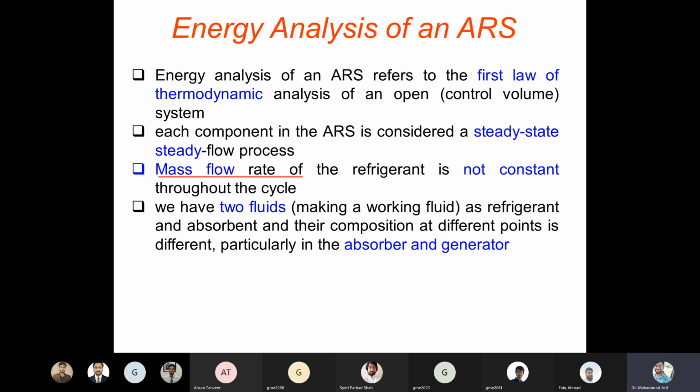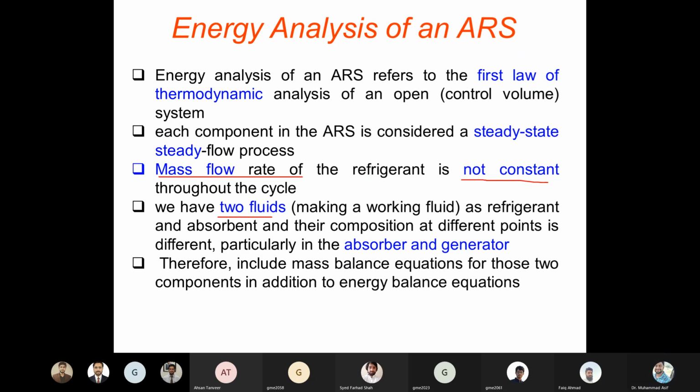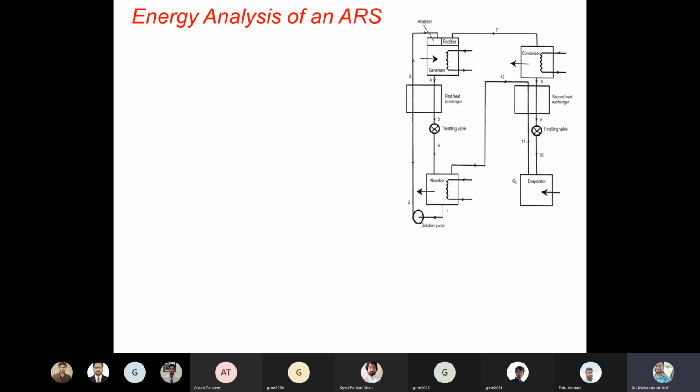So let's do the vapor absorption system. The mass flow rate of the refrigerant is not constant throughout the cycle, because we have two fluids, one is the absorbent, another one is the refrigerant, right? So let's do the energy balance. We have to adopt the same procedure as we did in the vapor compression cycle, that we take each of the components and apply the mass and energy balance.